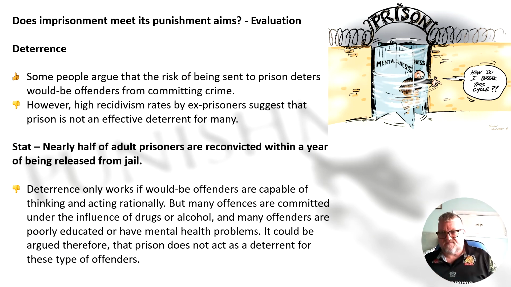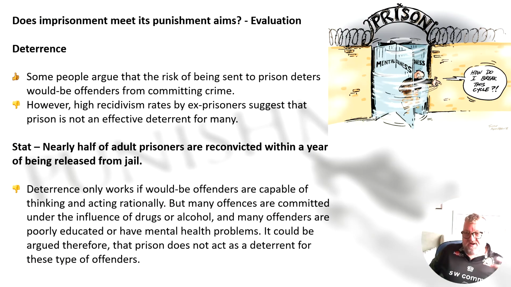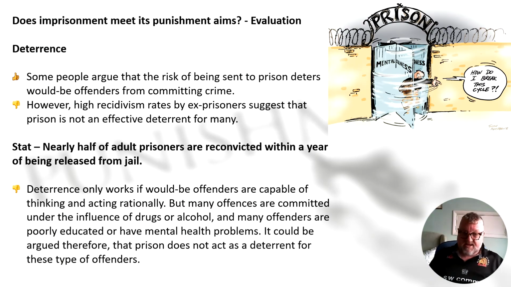So deterrence only works if would-be offenders are capable of thinking and acting rationally. But of course, many offences are committed under the influence of drugs or alcohol. Many offenders are poorly educated, have mental health problems, and you could argue, therefore, that prison does not act as a deterrent for these type of offenders. It may be for some, but not for others.